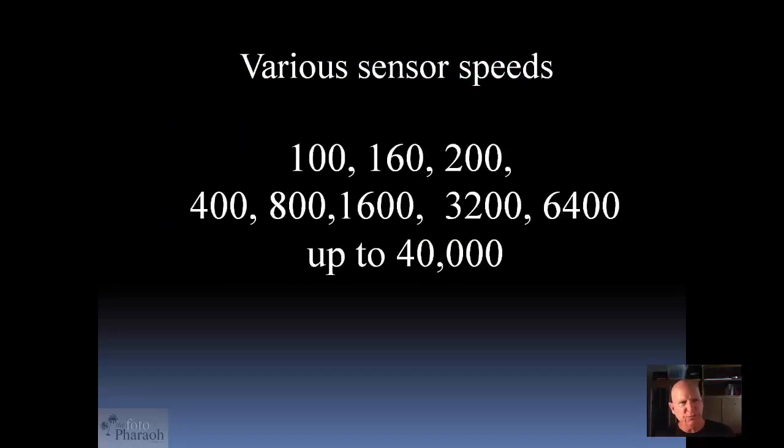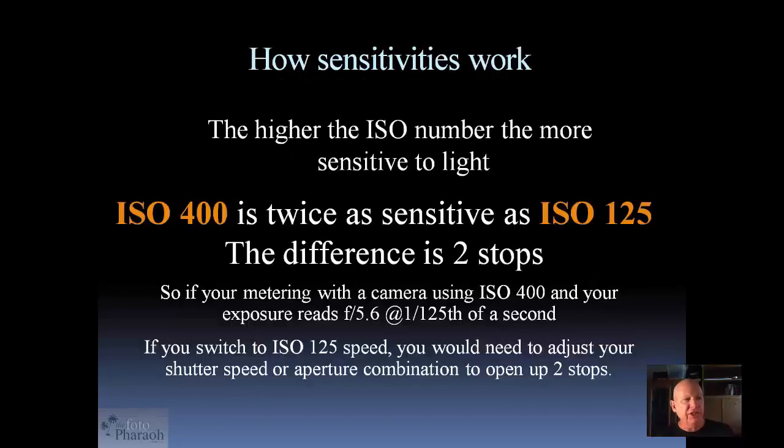So here are some various speeds, 100 all the way to 40,000. Now you'll notice if you look closely that a couple of these, 100 to 160, are a half, but 100 to 200 is a half or double again, or one stop. 200 to 400 the same, 400 to 800 the same, 1600 and so on, all the way up the scale. This should sound familiar and you'll see it here in just a minute. Sensitivities, the higher the ISO number again, the more sensitive it will be to light. ISO 400 is twice as sensitive as ISO 125. There is a two-stop difference.